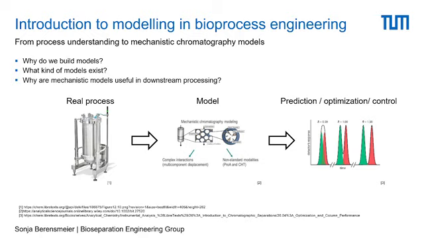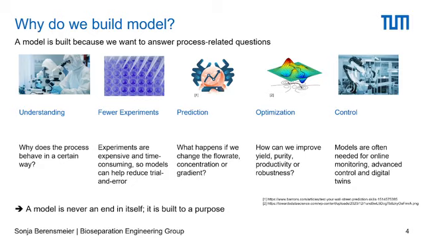Here is a short graphical abstract of what we are going to be talking about today. We want to have real processes, transform them into models to then predict, optimize, or control our systems. Okay, why do we build models? The first most important takeaway is that a model is always built because we want to answer a product-related question.